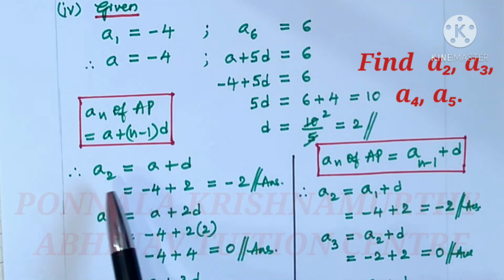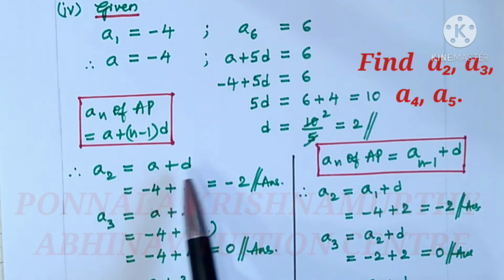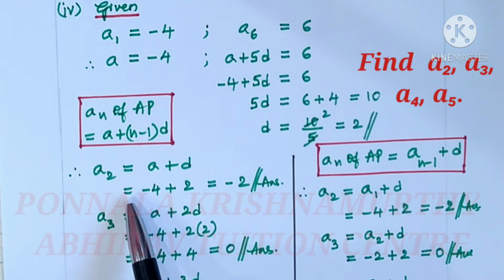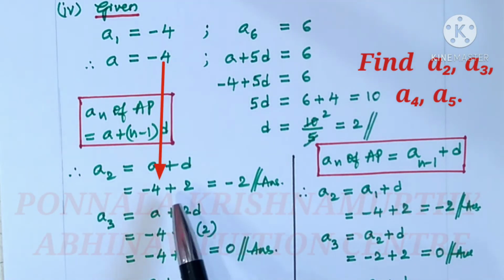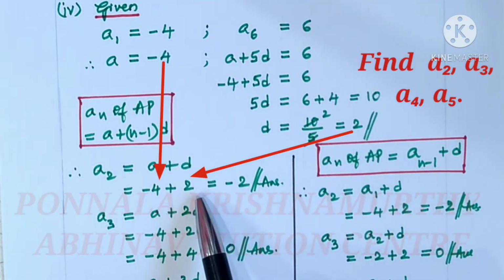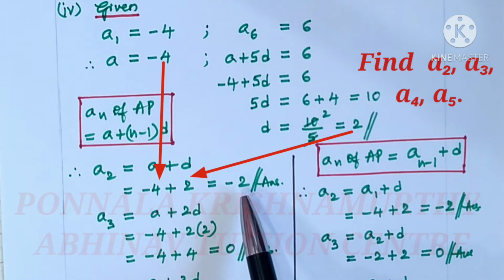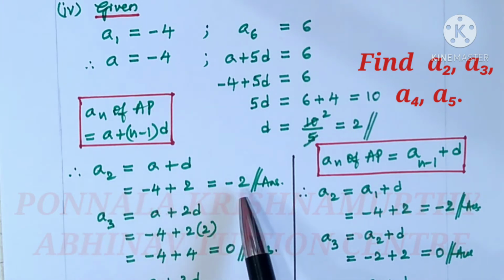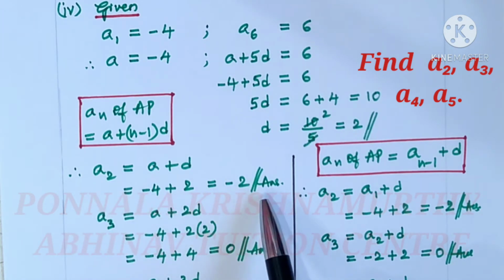In this method, a2 is equal to a plus d. That is equal to a, which is minus 4, plus d, which is 2. Then minus 4 plus 2, different sign, subtraction, bigger number sign, that is equal to minus 2. So a2 is equal to minus 2, answer.